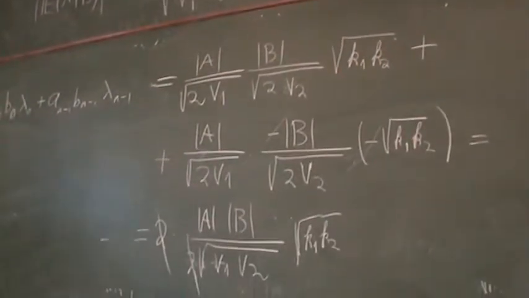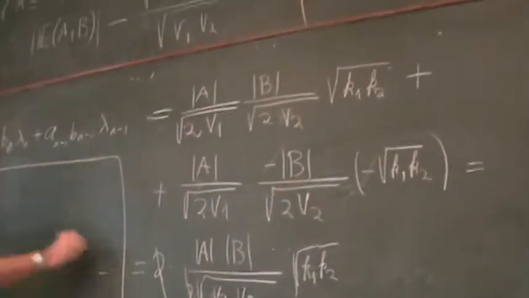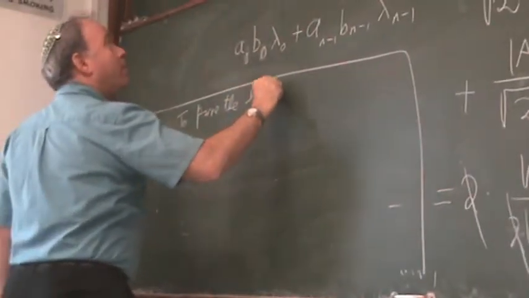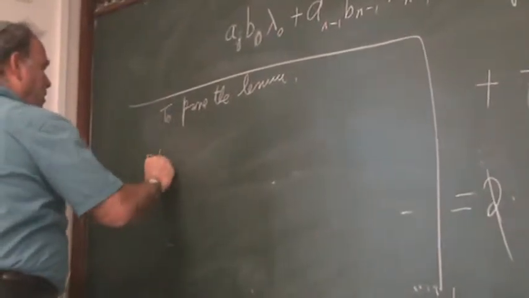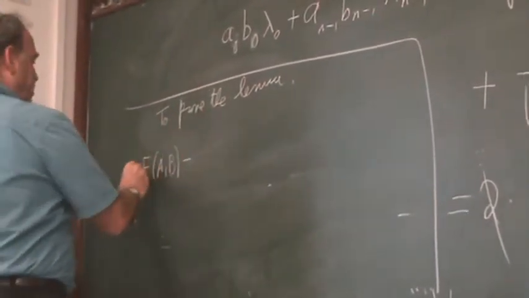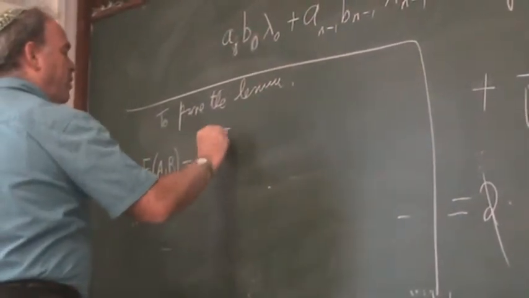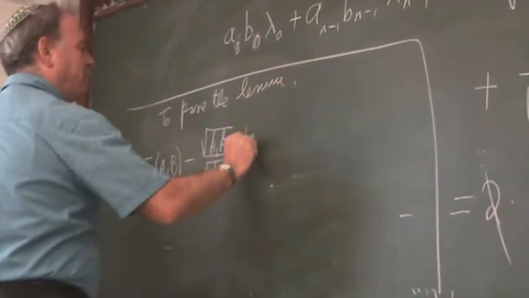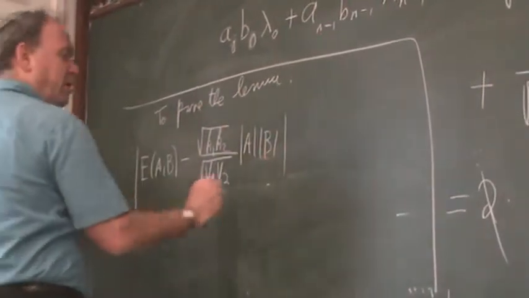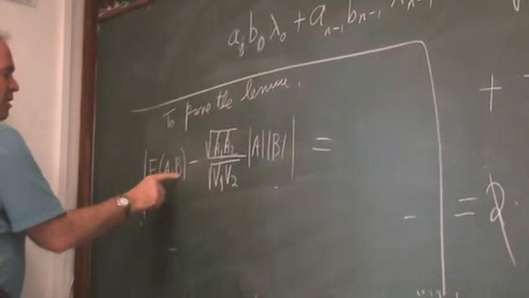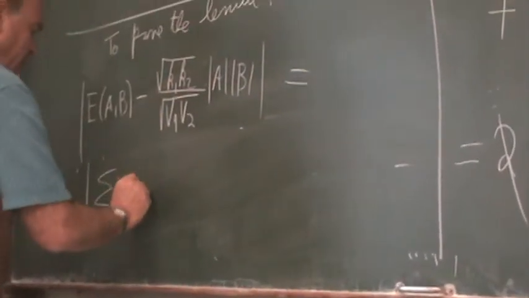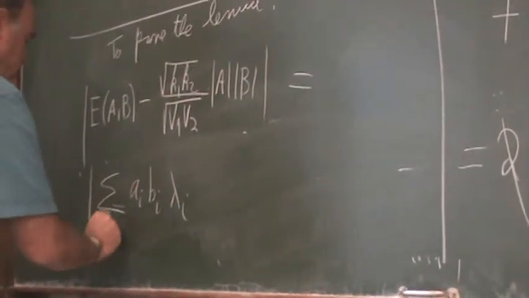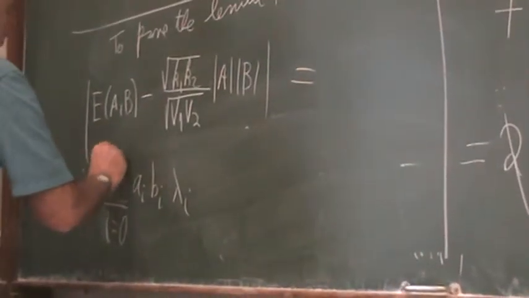Are you with me? Which means that the left-hand side, so now to prove the lemma, we got that E_AB minus square root of k1 k2 divided by v1 v2 times A times B. This thing is, you remember, sigma A_B is exactly the sum of A_i B_i lambda_i, where i goes from 0 up to n minus 1.